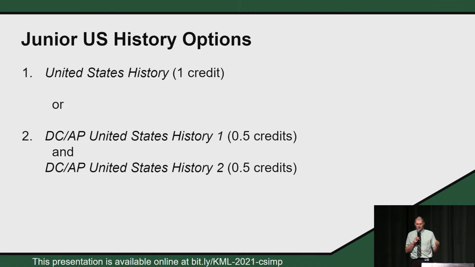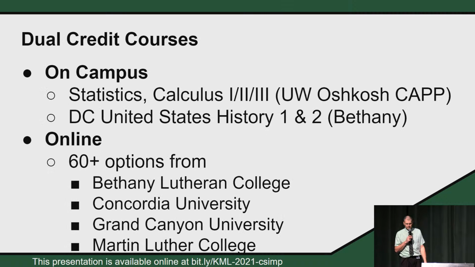And when we match that up, the college actually offers credit in one course for the first semester and offers credit for a different course in the second semester. So that's why it's listed as 2 different things. If you take one, you have to take the other one in order to get your U.S. history requirement as a junior, but they are 2 different courses. The DC there is dual credit, AP is advanced placement.